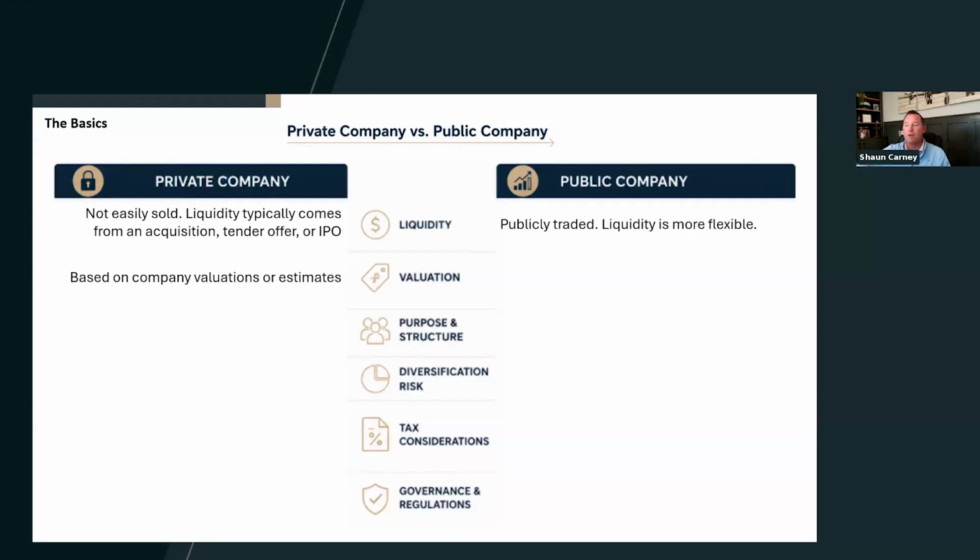Additionally, they have to come out with public record. So they have to make their financial documents open and available to the public and file them with the SEC. They cannot do things like insider trading.